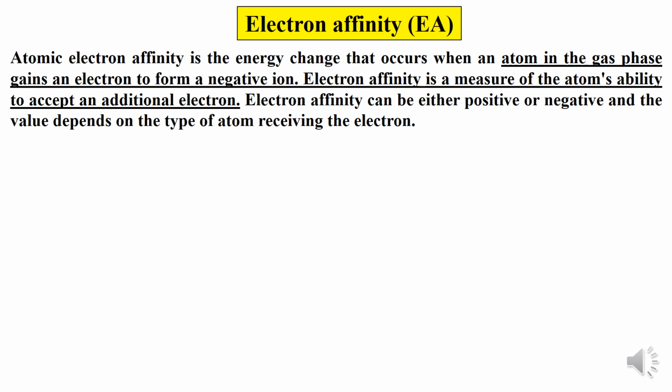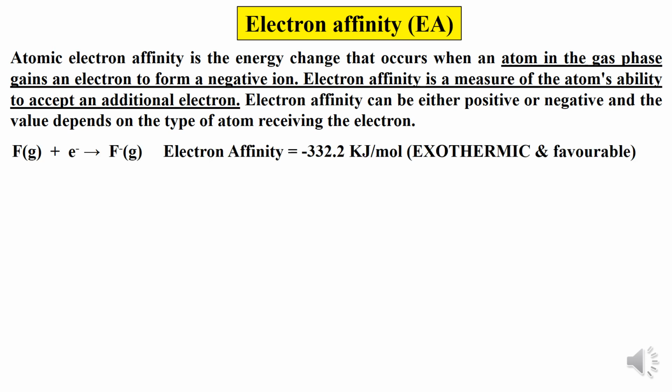Now, an exothermic process is shown by a negative sign, while an endothermic process is shown by a positive sign. Let me explain the exothermic process with respect to the fluorine atom and the endothermic process with respect to the nitrogen atom.